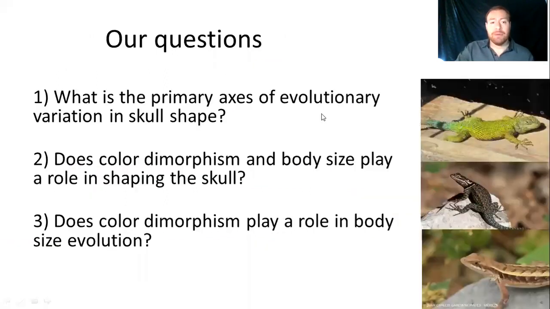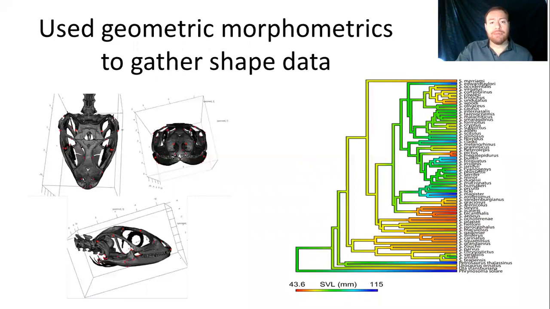So here specifically what we're asking is, what are the primary axes of variation in skull shape? Does color dimorphism in the form of the ventral patches and body size play an important role in shaping the skull? And then does color dimorphism and body size interact? And so the way we approached these questions was to first CT scan 57 different species of Sceloporus lizards, and then we digitized them. And then we ran a bunch of different comparative analyses. I am not going to be talking about these today. However, I'm happy to talk to anyone afterwards about any of the analyses performed here.